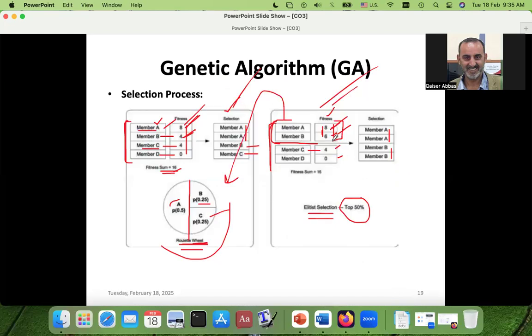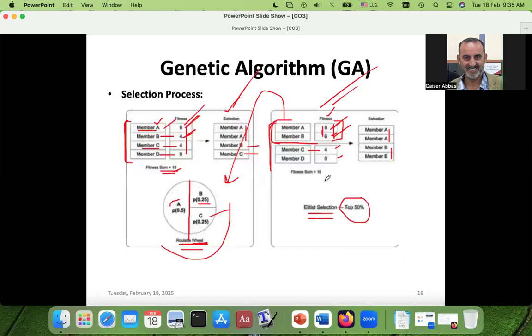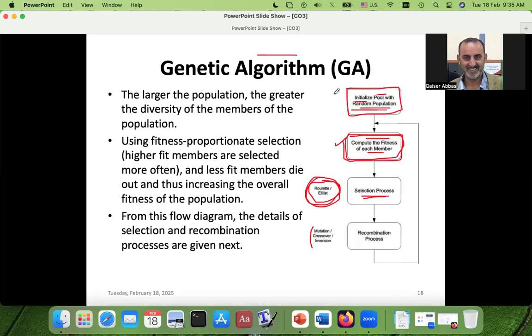Now from this figure we have taken the understanding of the roulette and elitist methods. Is this understood or not? Roulette and elitist, it is not that difficult. And now we are moving toward this recombination process, which has mutation, crossover, and inversion in it.